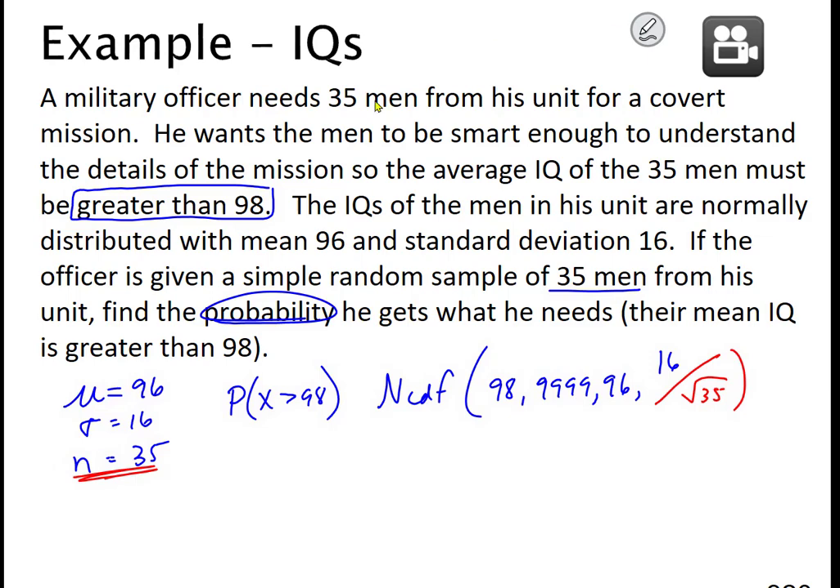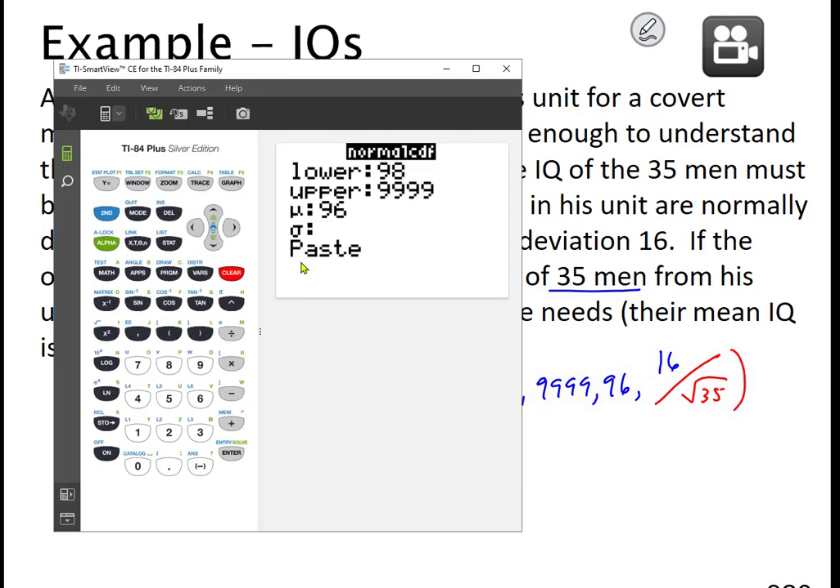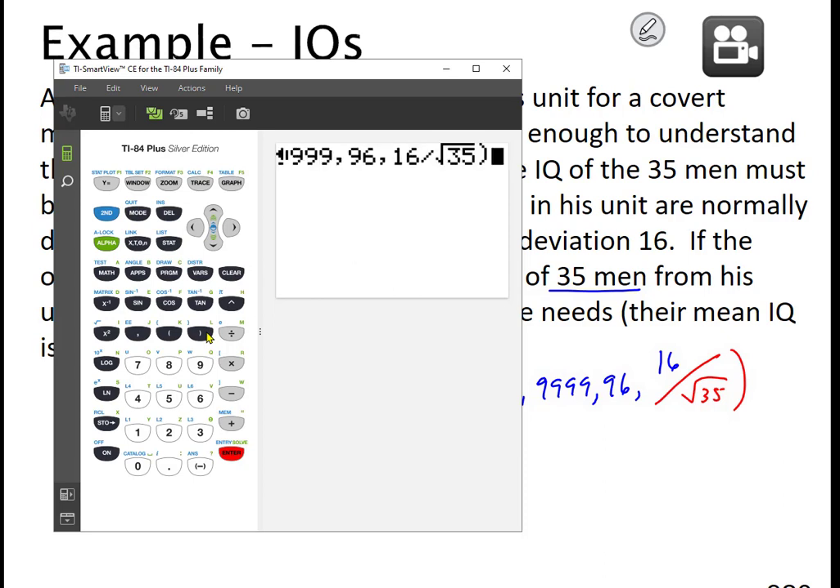And I wanted to make sure that you felt comfortable with that on your graphing calculator. So I'm pulling up mine. I've already typed in the 98, 9999, 96. Remember, for the sigma, you can type in the 16 divided by the square root, second x squared, of 35. And sometimes people leave out the division or the square root. Make sure you have both of them. And then we can paste and enter to get our answer.